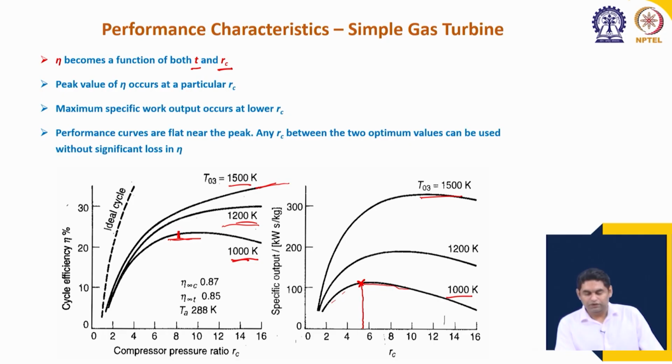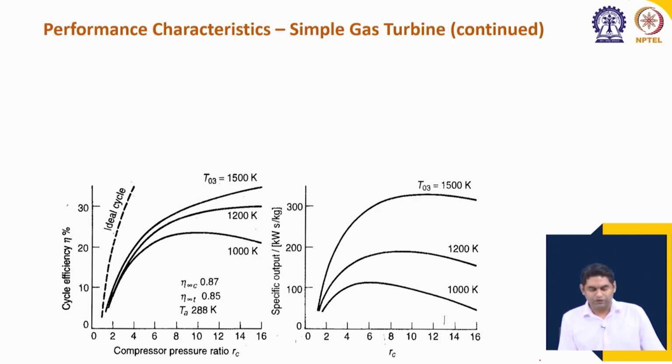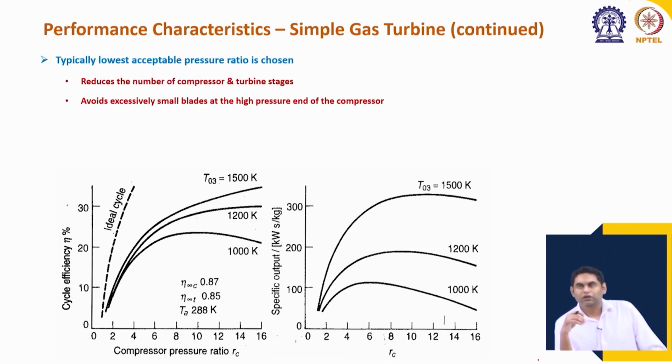The same occurs for the maximum work output. So, any value of RC between these two optimum values, for example any value between 6 and 8, would be suitable for us and will not lead to significant loss in efficiency. Okay. So, based on this, typically the lowest acceptable pressure ratio is chosen.